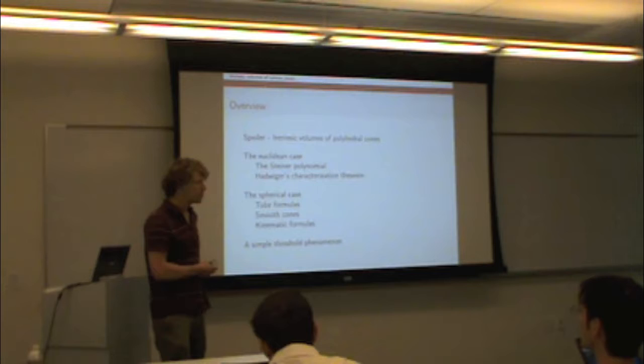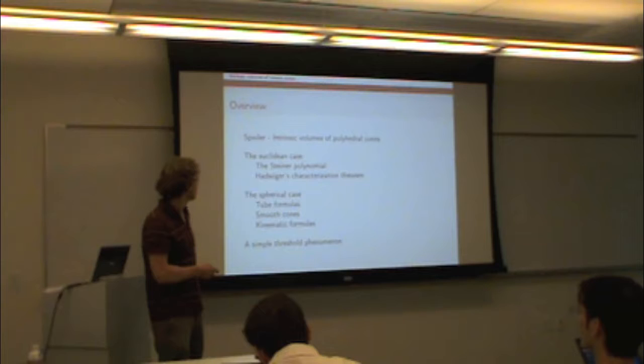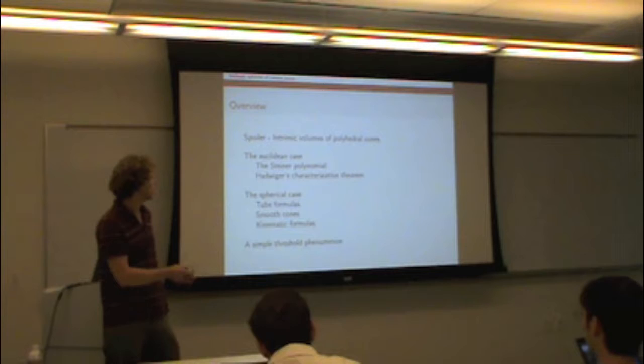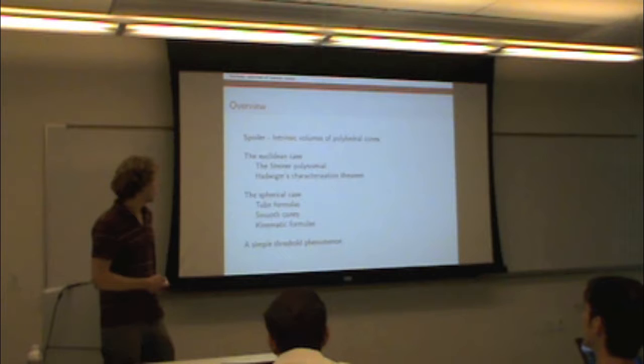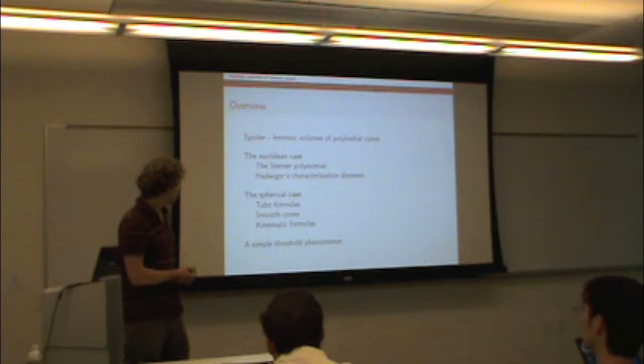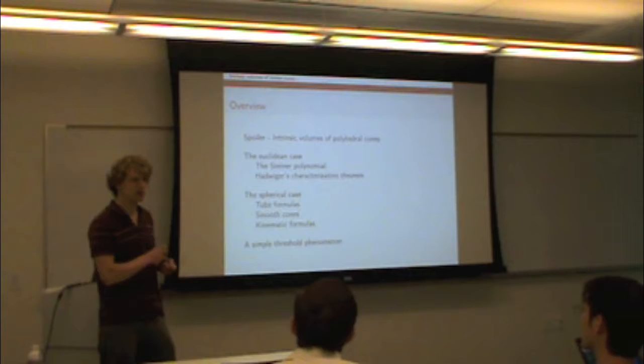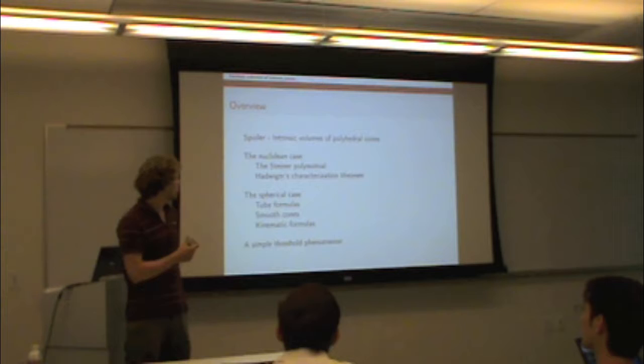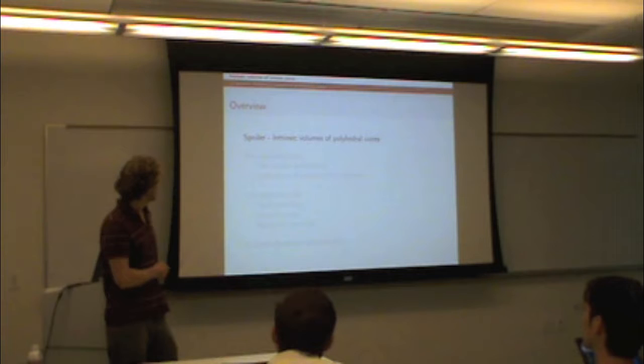But this sort of hides all the classical material on the Euclidean case. So once we've seen this definition, we'll go back to the Euclidean case and present the classical intrinsic volumes and how they transfer to the spherical case, and then we come back to polyhedral cones. At the end, I will give you a small application, which is a simple threshold phenomenon which can be deduced very quickly from the kinematic formulas and from the circular cones, but more about that later. So let's start with the spoiler that I have here.